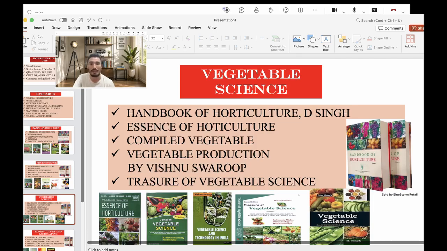Then we have Compiled Vegetable Science. It is a one-liner book. Please do study this book also, because you will find many new details of vegetable science in this book.